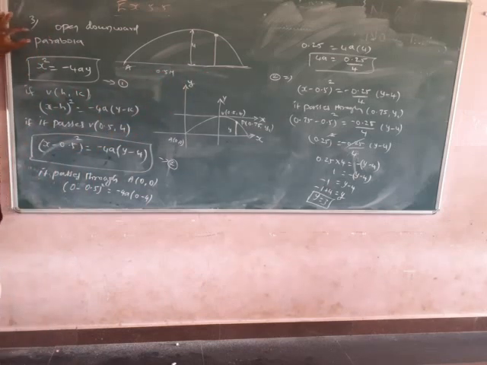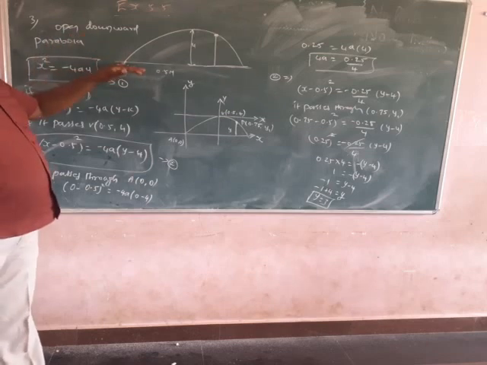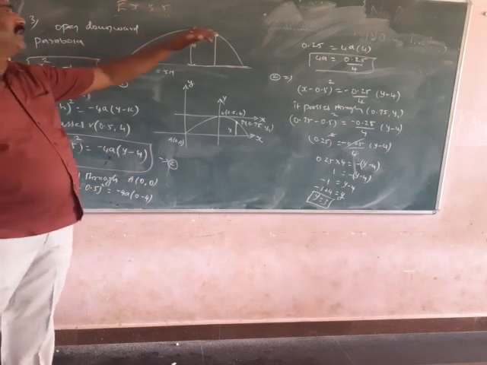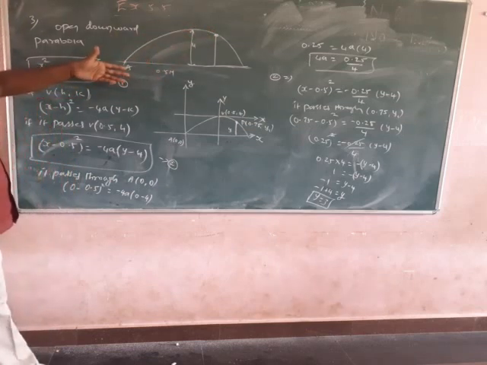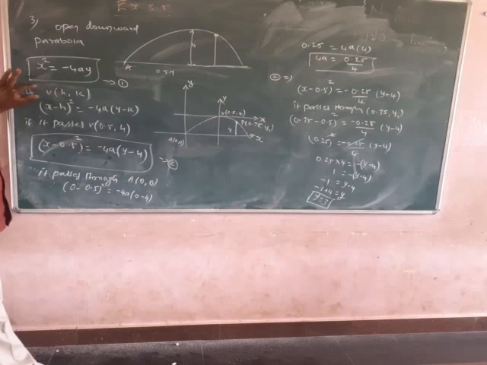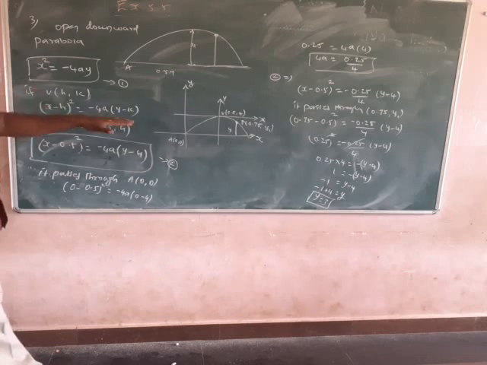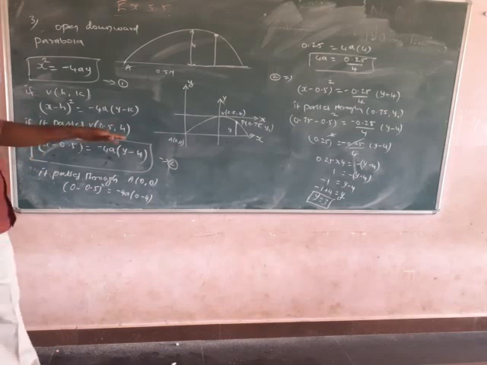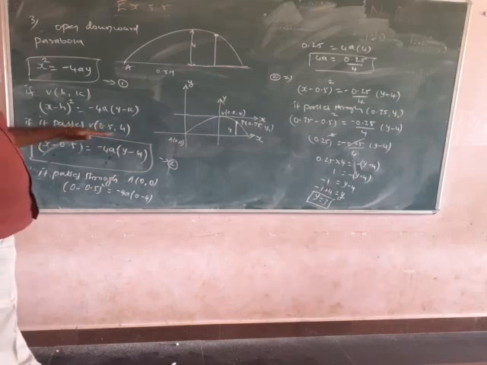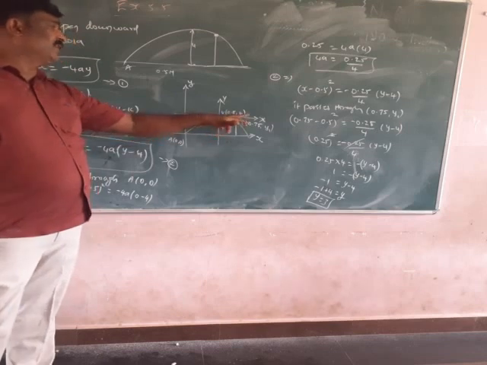An open downward parabola is given, so what is the general equation of an open downward parabola? x square equals minus 4a y. The vertex is not at the origin, because the starting point is given, so there is no need to consider the vertex as the origin. So let us assume the vertex is (h, k), and the equation of the parabola changes to (x minus h) whole square equals minus 4a into (y minus k). Then we assume it passes through the point (0.5, 4), the vertex.